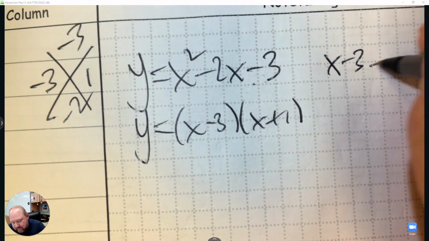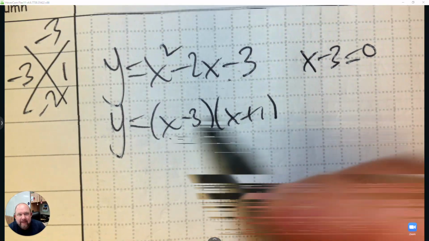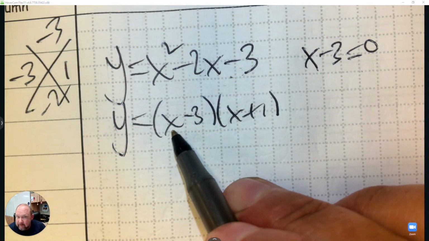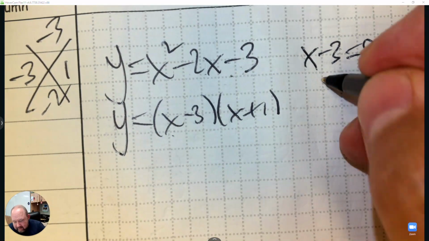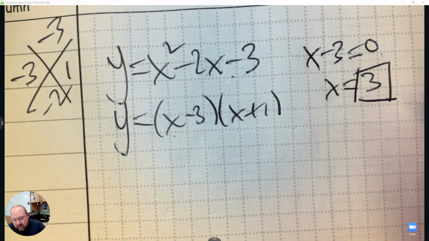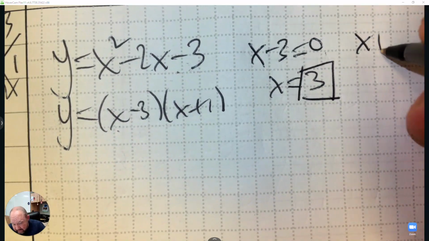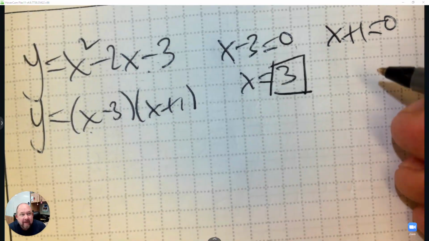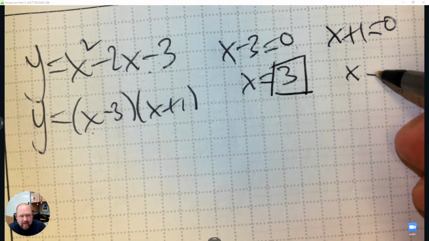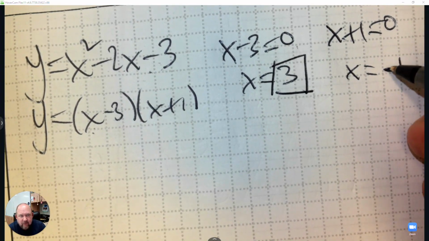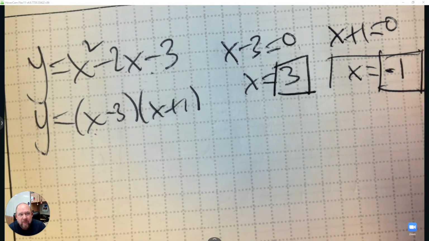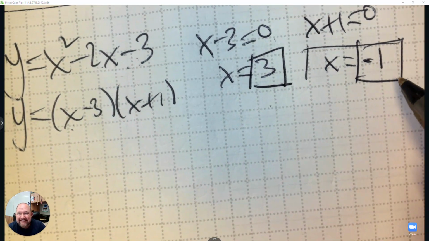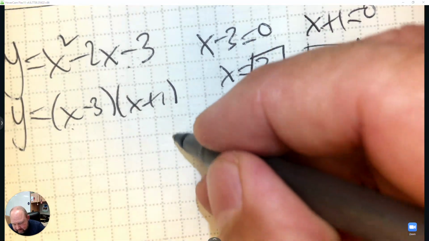We can take each factor and make it equal to 0, or just understand what makes it equal to 0. Add 3. So 1 x-intercept is +3. Take the other factor. You can make it equal to 0. Get x by itself. Subtract 1. Or what value for x makes it 0. Both are good. Here we go. So +3 and -1. Those are your x-intercepts.